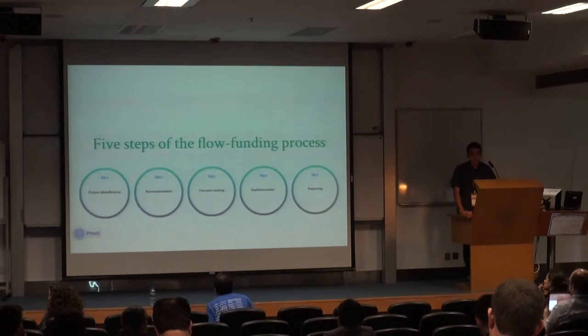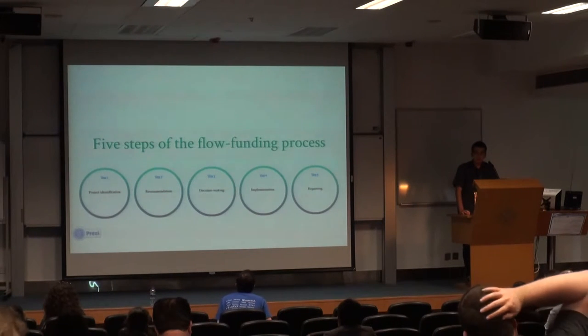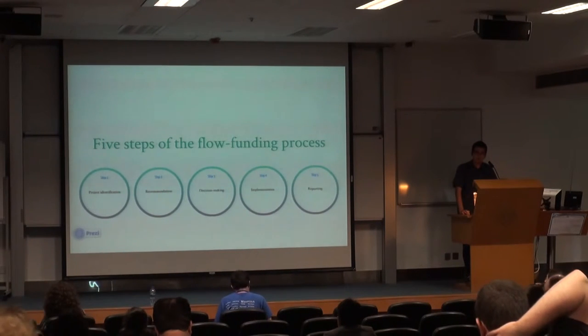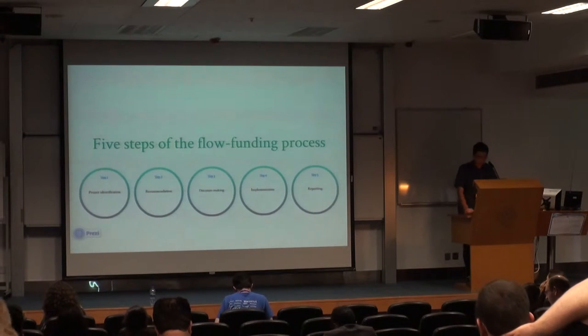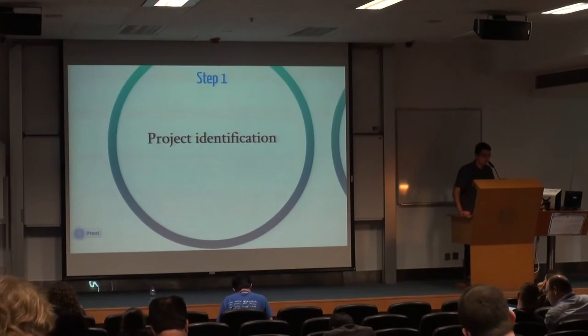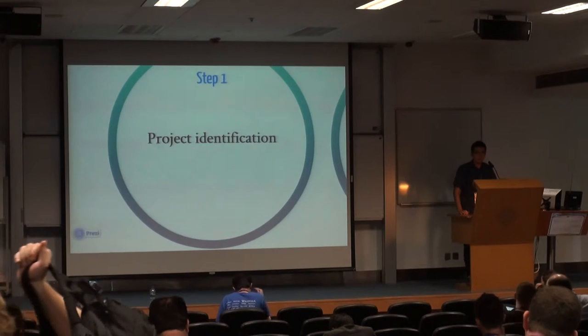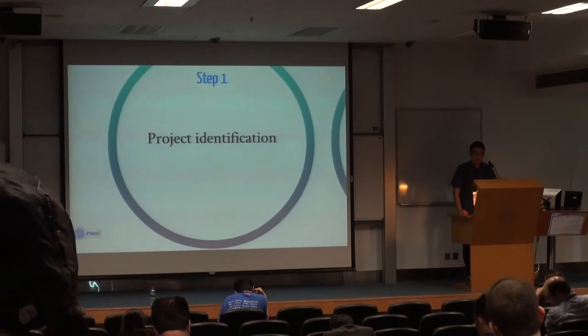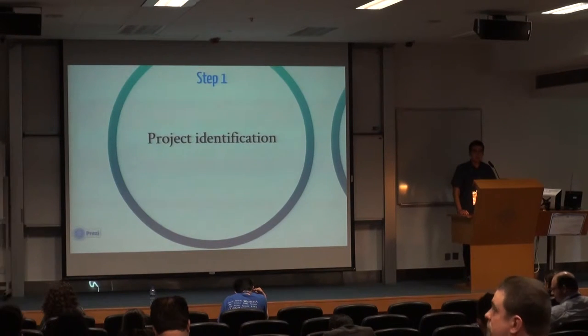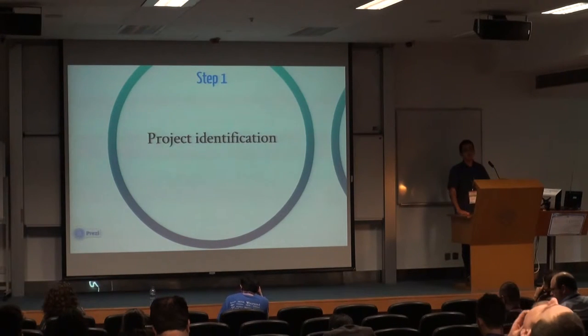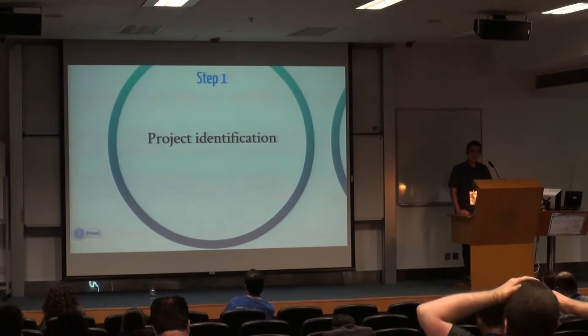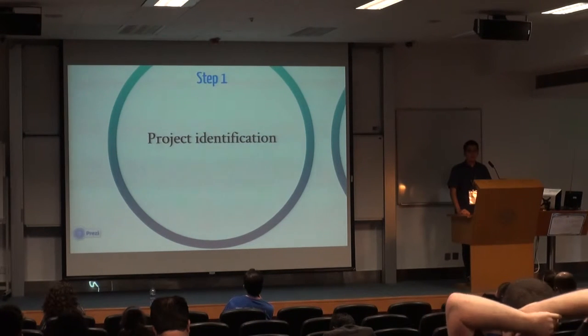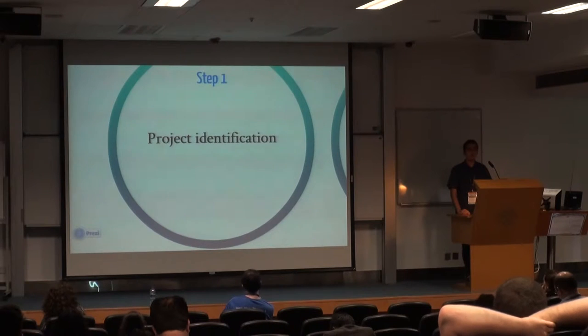So, the traditional process of flow funding actually consists of five steps that should be walked through. The first one is the identification of projects, which has to be done by the flow funder. So this phase includes all the contacts with the persons that are interested in carrying out some projects, the communication between them, the description of the project and the first thought about its feasibility.